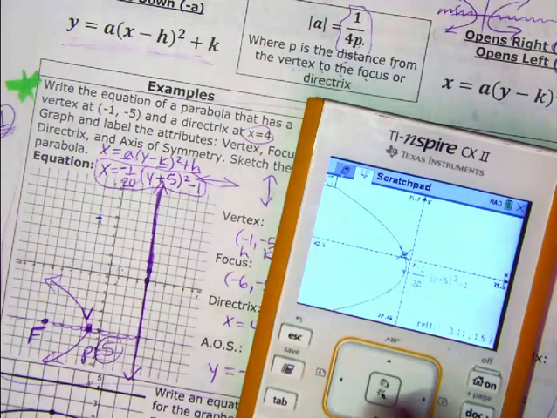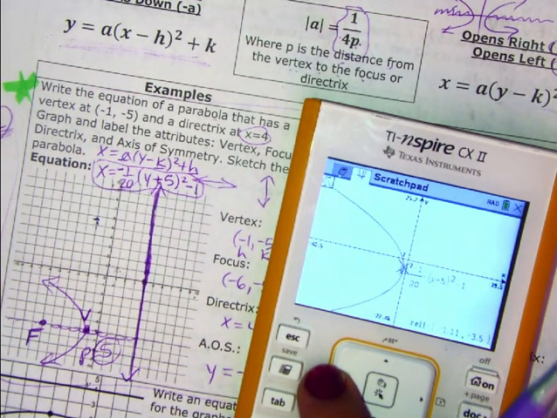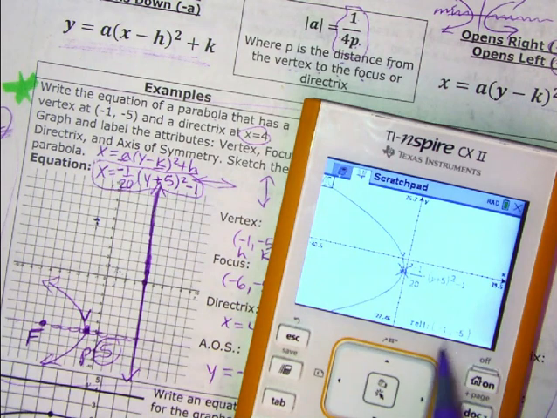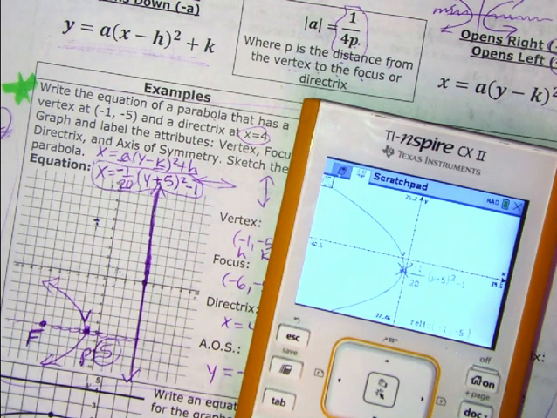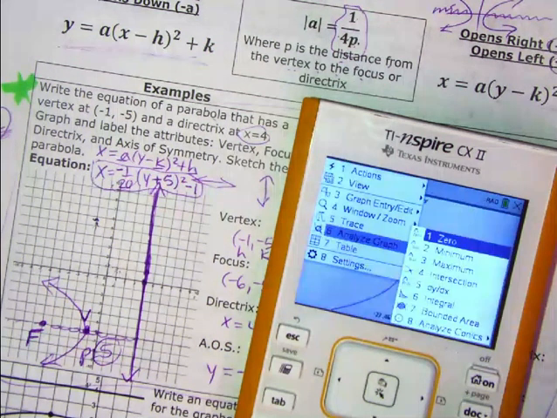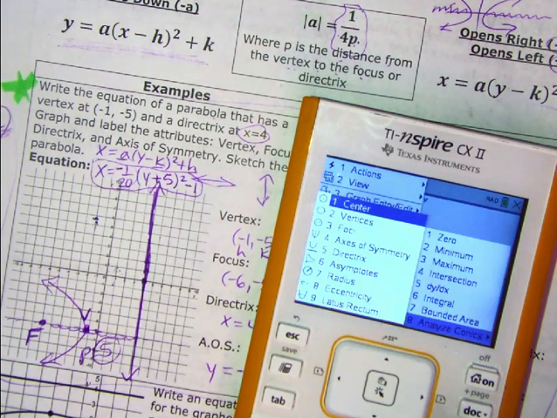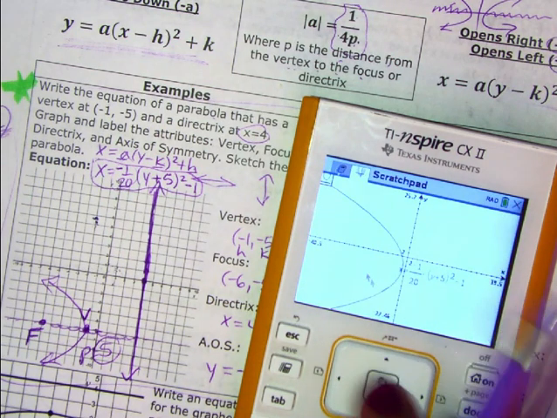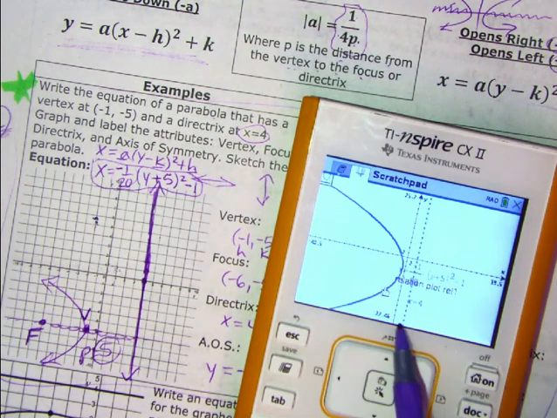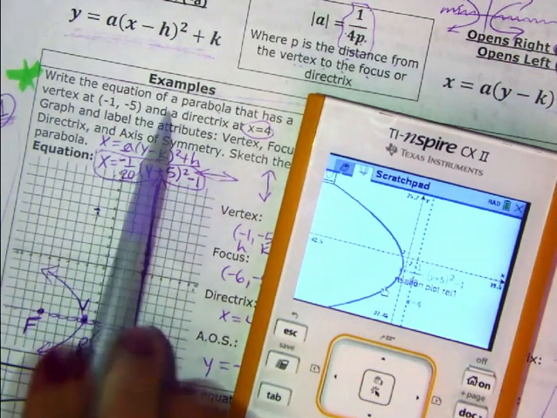So you were looking for negative 1, negative 5 as your turning point. And then the directrix can also be confirmed in Analyze Graph. We're going to go to Analyze Conics, and then the directrix is right there, number 5. So you scroll over the graph, and then it's right there, x equals 4. All right, so this is the equation for this information.